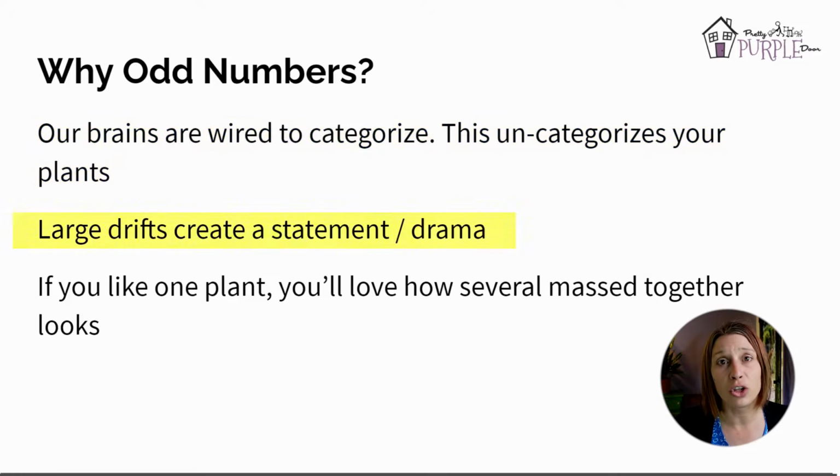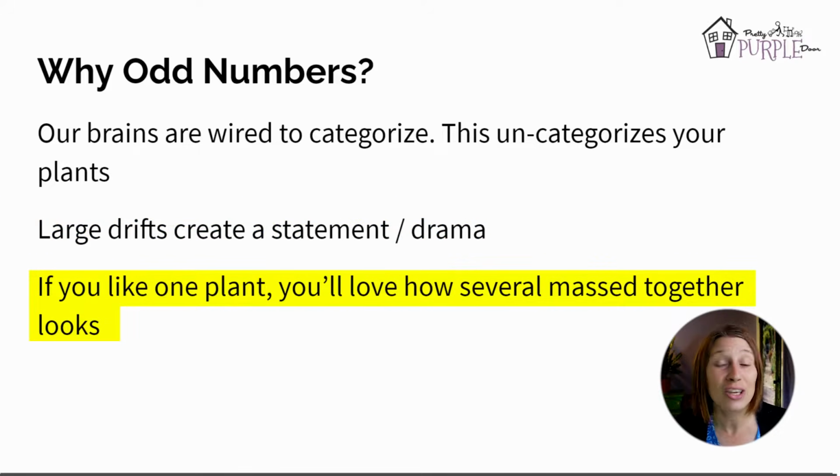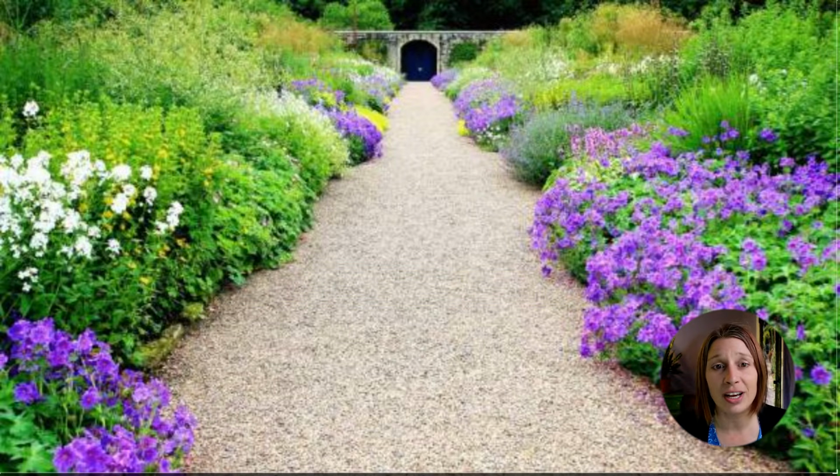So when you plant in larger groups, it also creates a bit more of an impact and more drama. And if you like one plant, I always say you'll like 3, 5, or 7 of them massed together. So why not, right? So here's just an example of a drift planting.